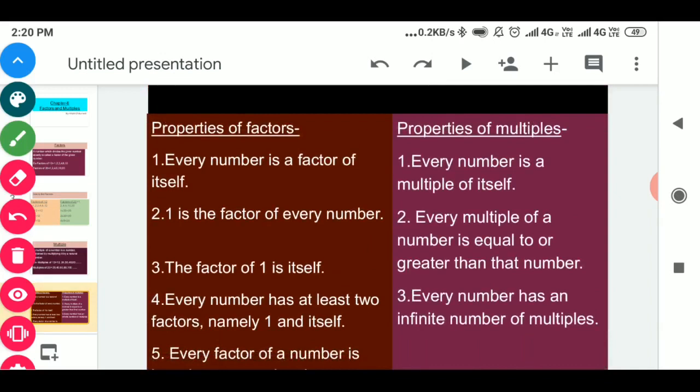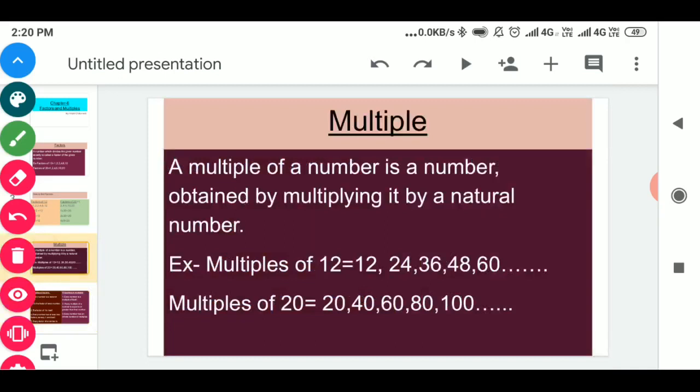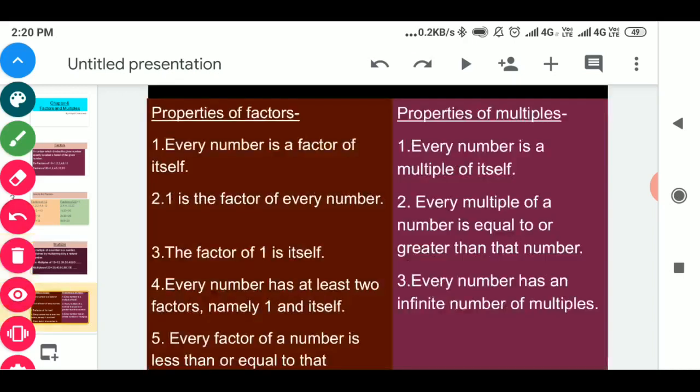And in properties of multiples, second one is every multiple of a number is equal to or greater than that number. So let me show you the multiples. Here the first multiple of 12 is that number itself, and all the other multiples are greater than 12. If I talk about multiples of 20, the number itself is a multiple of 20 and other multiples are greater than 20. So we can say every multiple of a number is equal to or greater than that number.